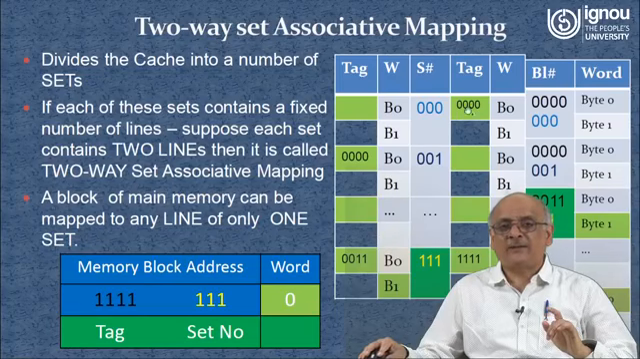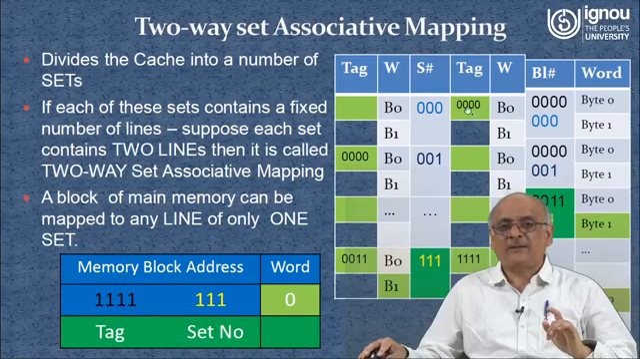So now instead of line, we call it set, and in one set it is 2-way. So there are 2 main memory blocks which can reside, one here, another here, and both are checked simultaneously. All right. So it is direct mapping to a set, and within a set, any of these locations can be used, that is associative.